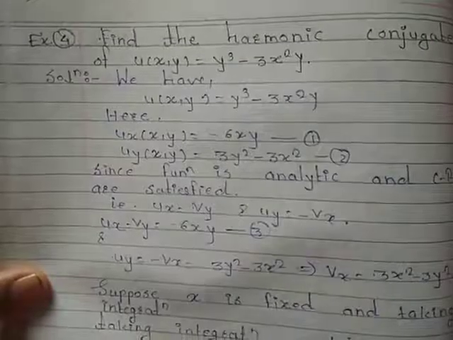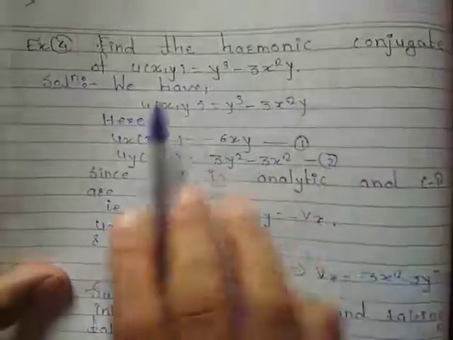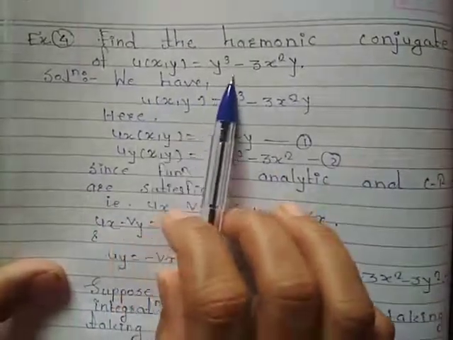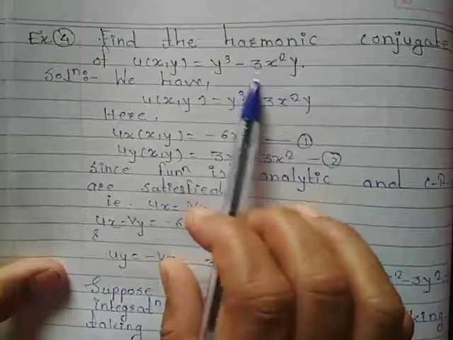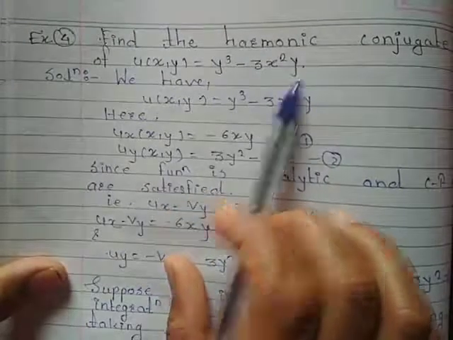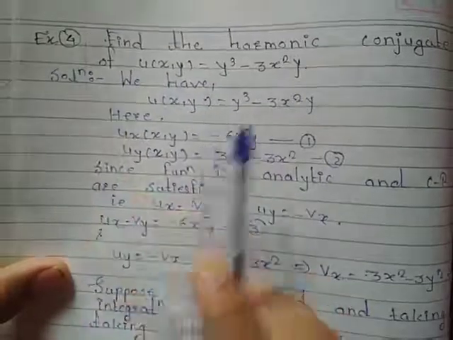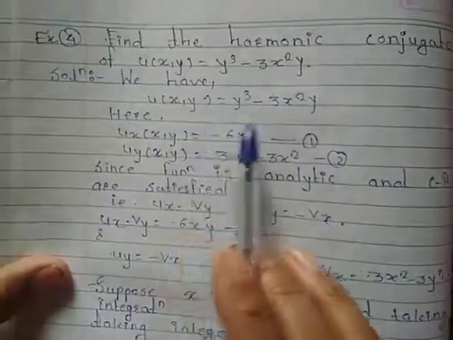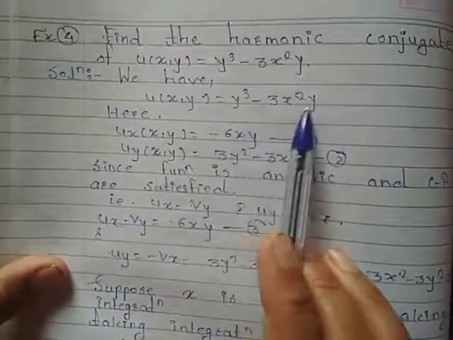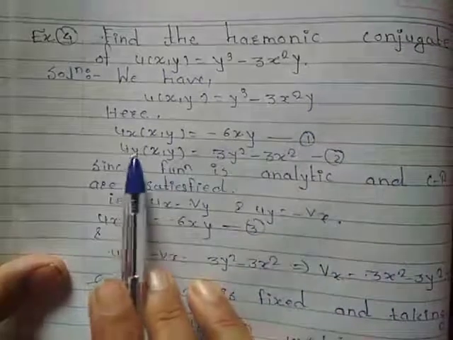Let us see the next example. Find the harmonic conjugate of u of x, y is equal to y cube minus 3x square into y. We will solve this example by using another method. We have u of x, y is equal to y cube minus 3x square y.